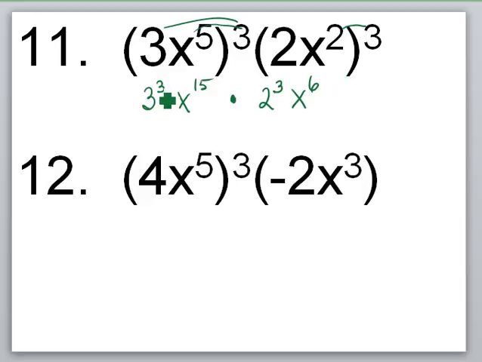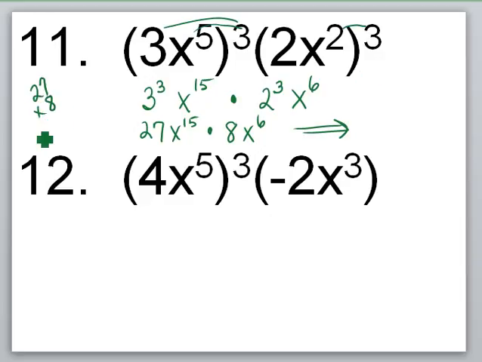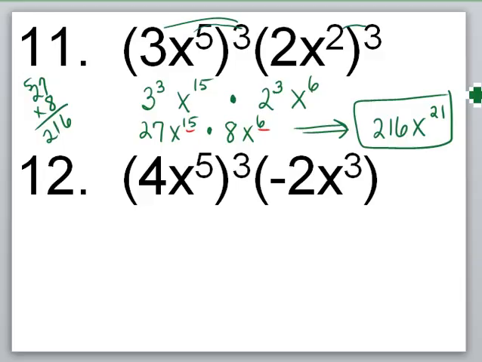Now if you want, let's get rid of these numbers, and I have 3 times 3 times 3, which is 27, x to the 15th, times 2 times 2 times 2, which is 8, x to the 6th. To finish this problem, we'd multiply the 27 times 8, just like we always have. We'd get 216. X, keep your base, and now we need to add our exponents together, because when we don't have power to a power, we are actually adding those together, because this would be like having 15 x's written in a row and 6 x's written in a row, and so now we have 21 x's all together.